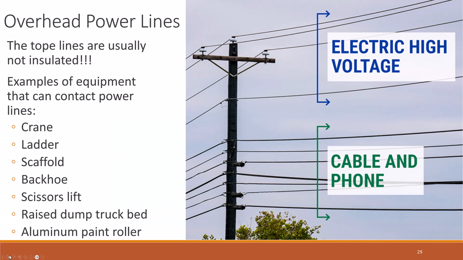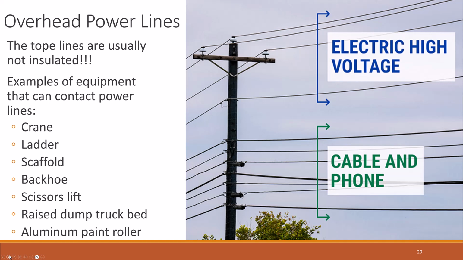The high voltage lines are up at the top, lower voltage lines lower down. And then when you get to the area that I've got here, cable and phone lines, I've got them in the picture here, well, those are pretty safe wires because they're low voltage lines. They don't really conduct enough energy to do much to you. They just hurt your pocketbook if you cut them down or something, or if you accidentally hook on them with your heavy equipment. So the cranes, ladders, scaffolding, backhoe, scissor lifts, raised dump truck bed, aluminum paint roller with an aluminum arm on it or whatever.